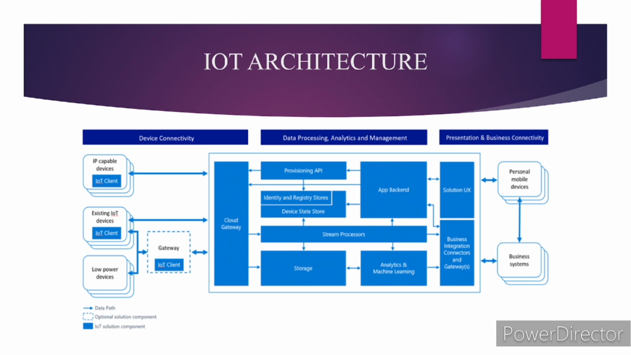Now we will see IoT architecture. The IoT architecture is composed of three parts. First is device connectivity. That means it is IP capable and can connect to the internet, can connect to the cloud. Then second is data processing or analysis. This is the IoT solution of cloud, and the last is presentation, meaning the final business connectivity, and this is the mobile app where actions are taken.